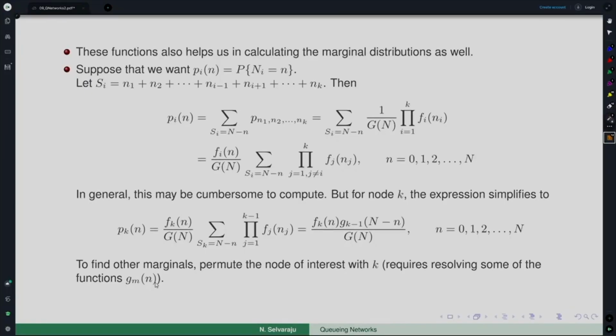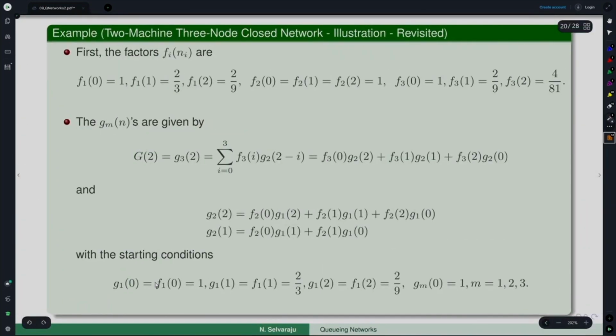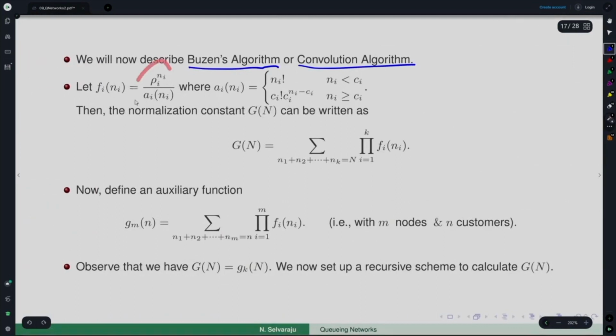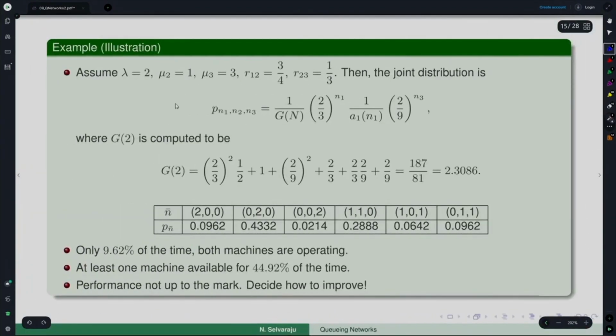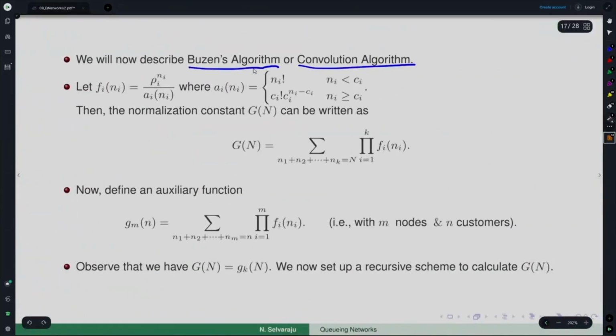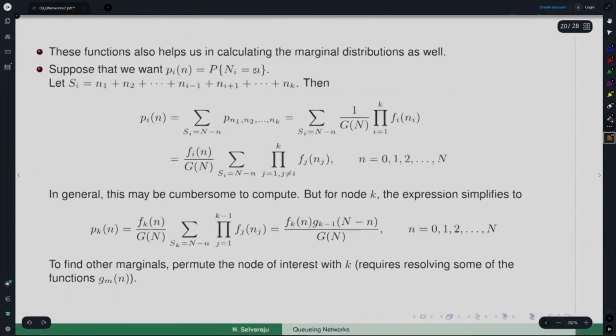Now, let us see how this algorithm can be implemented for the example that we just did, the 2 machine 3 node model. The 2 machine 3 node closed network, the illustration part we are revisiting. So, first we have to find the factors fi of ni. We have defined fi of ni to be this quantity. We have all these parameter values, and we know what these quantities are, the quantities that you may have in general.